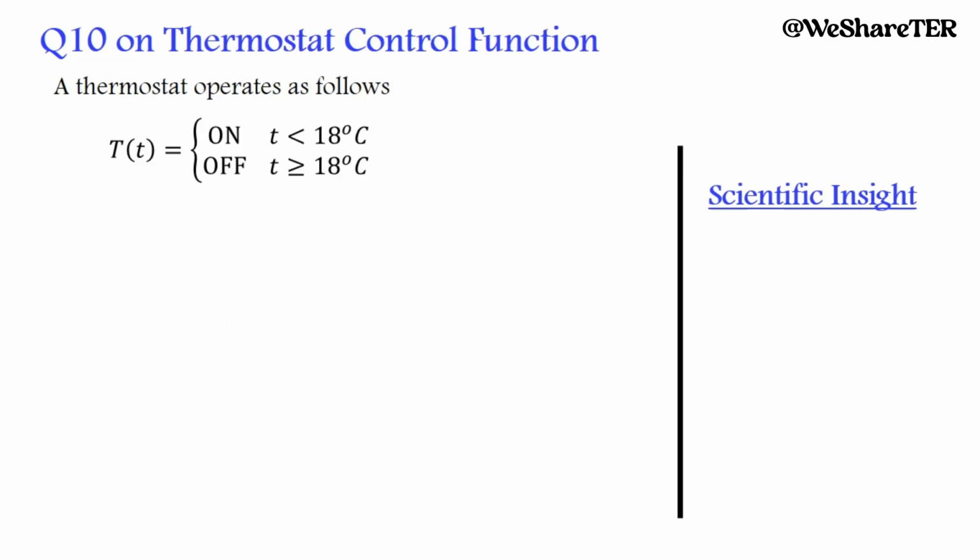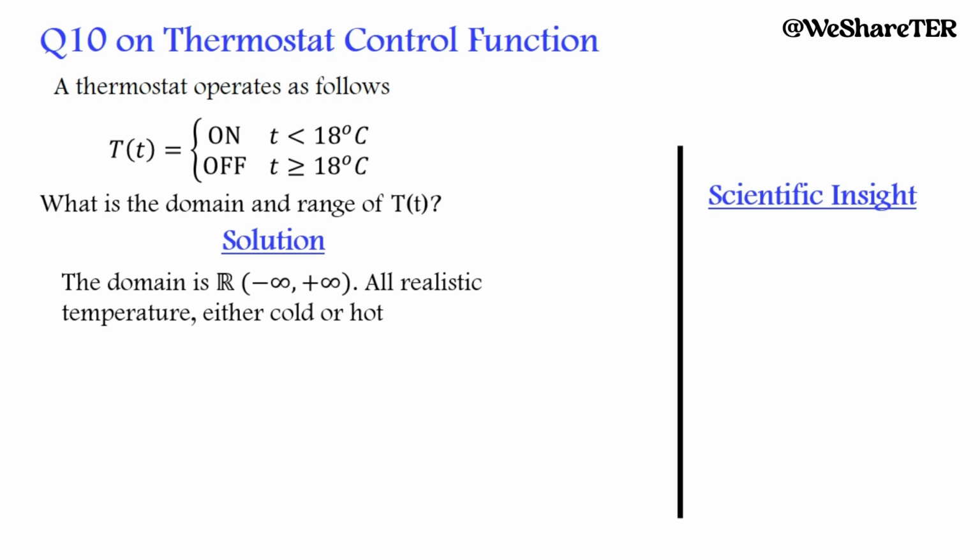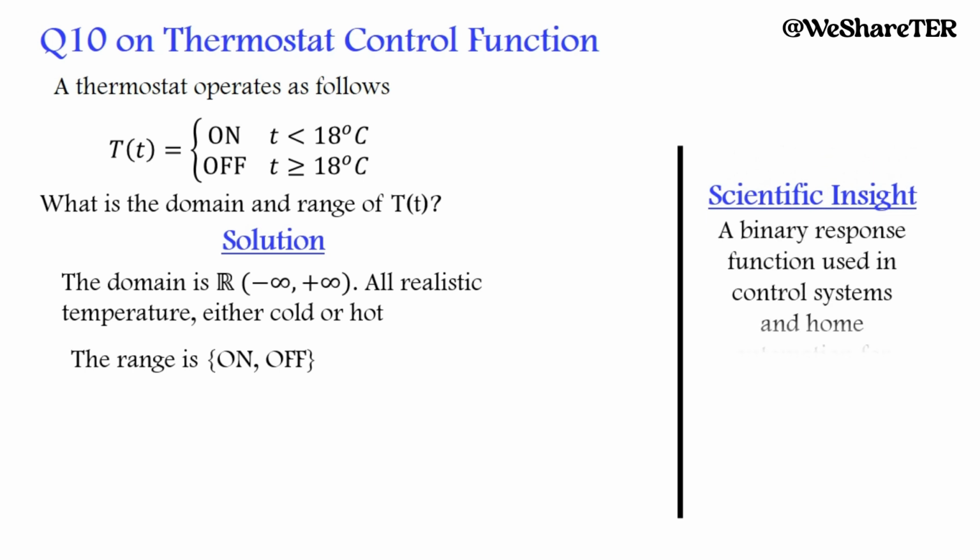A thermostat operates as follows. T(t) equals begin cases: on for T < 18, off for T ≥ 18; end cases. What is the domain and range of T? Solution: domain: all realistic temperatures; range: {on, off}. Scientific insight: a binary response function used in control systems and home automation for managing heating and cooling systems. The temperature could be cold when T is below 18 degrees C, triggering the on state to activate heating.